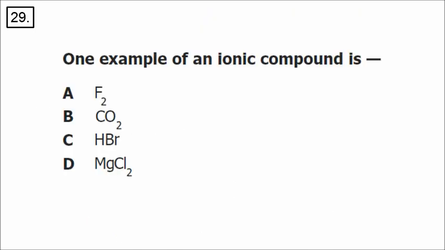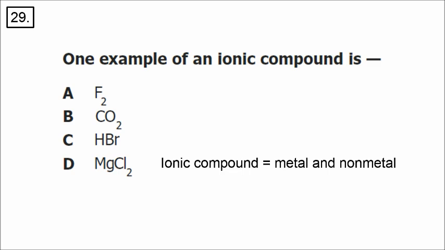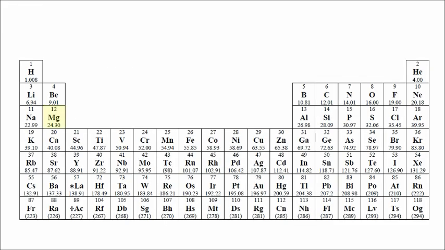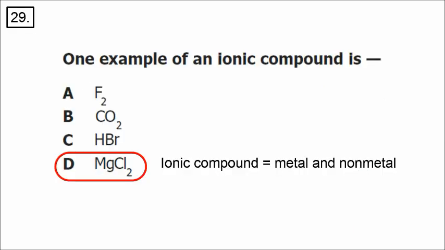Number 29, one example of an ionic compound is, so we have F2, which is 2 nonmetals. We have CO2, which is also 2 nonmetals. HBr, hydrogen and bromine are both nonmetals. We're looking for an ionic compound, so looking for a metal and a nonmetal. So magnesium is a metal, chlorine is a nonmetal. The correct answer is D, magnesium chloride, an ionic compound.